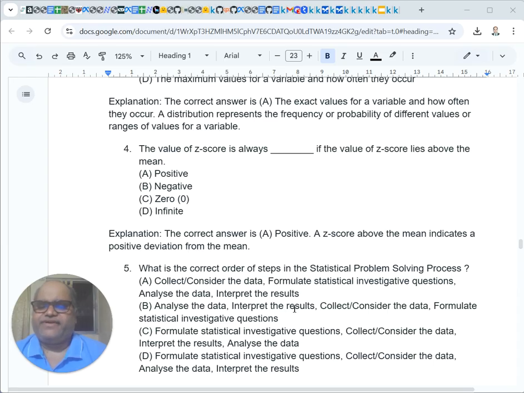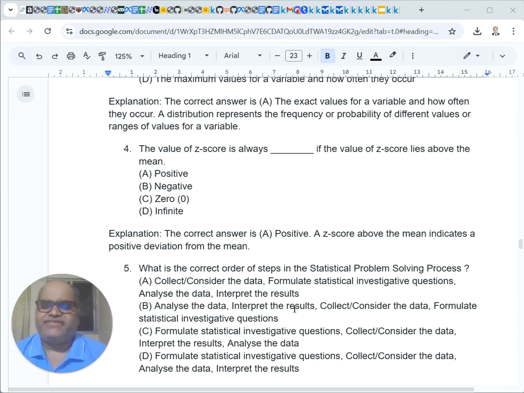The second option is about analyzing the data, then interpret the result, then collect the data, right? So without collecting data, you can't do any investigation, right? So option B is gone. C is talking about formulate a statistical investigative question, then collect data, then interpret result, and then analyze the data. Sometimes this could be important.